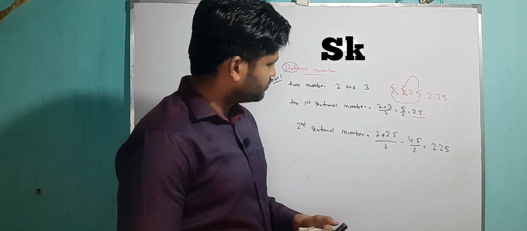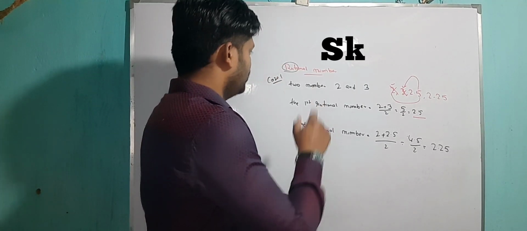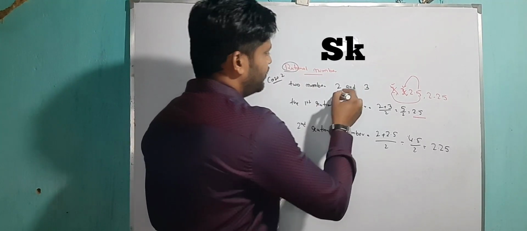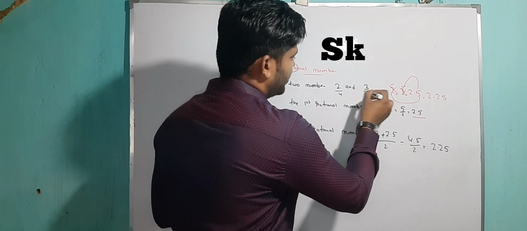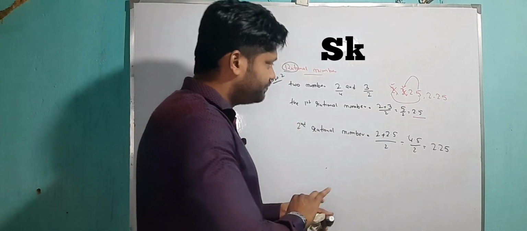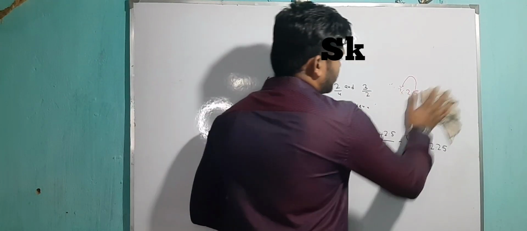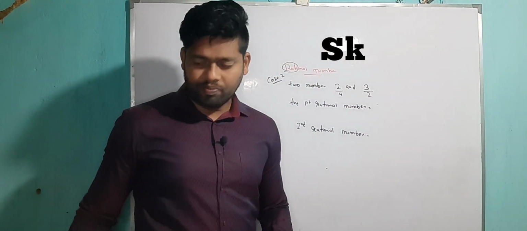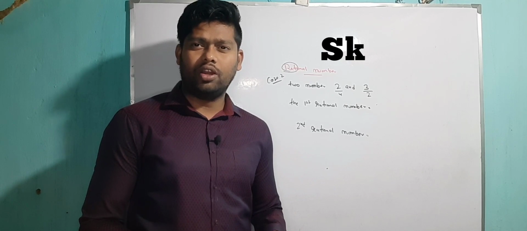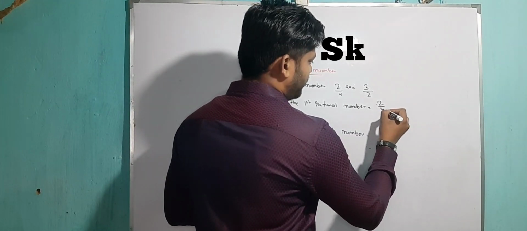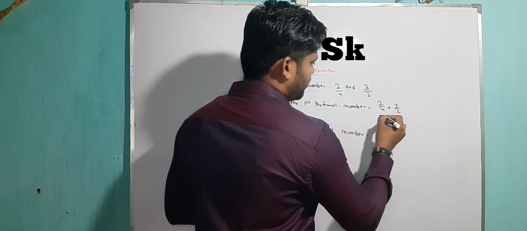Now this is case 2. Not writing the whole thing. Case 2: in case they gave you 2 by 4 and 3 by 2, like this, then what are you going to do? The same thing. The only difference is that in case 2, these are in fraction form, with numerator and denominator. So we know how to add fractions: 2 by 4 plus 3 by 2, all divided by 2.